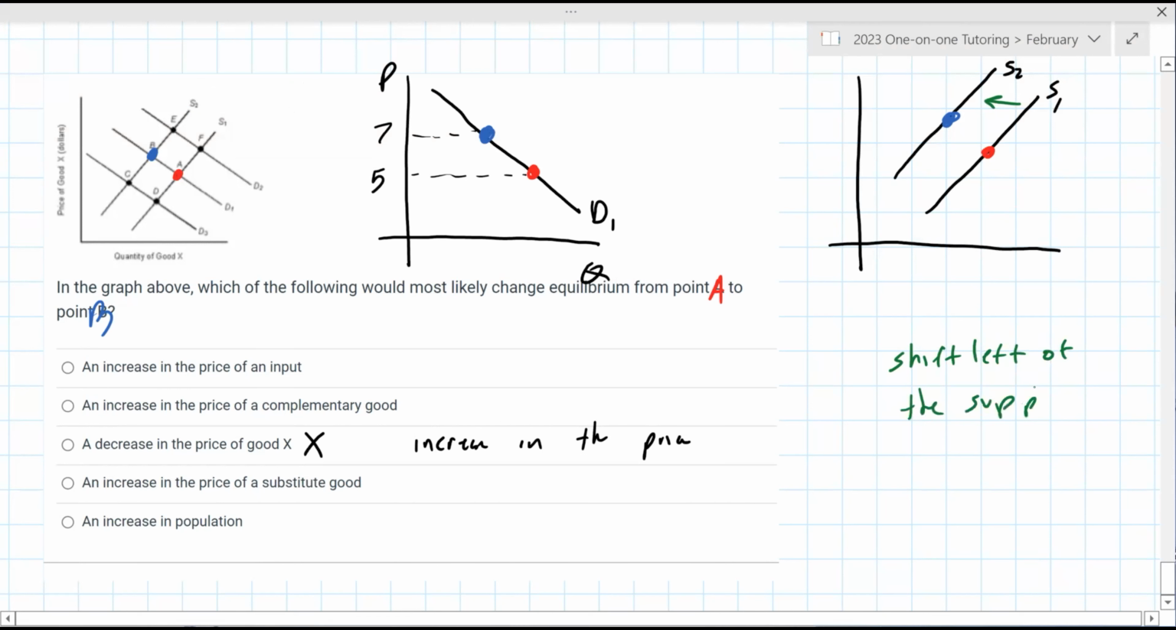So now we got to go look at the answers. An increase in the price of an input. So that's kind of our wood pencils example. The price of wood went way up. Are we going to make more or less pencils? Less. So that one's looking pretty good.